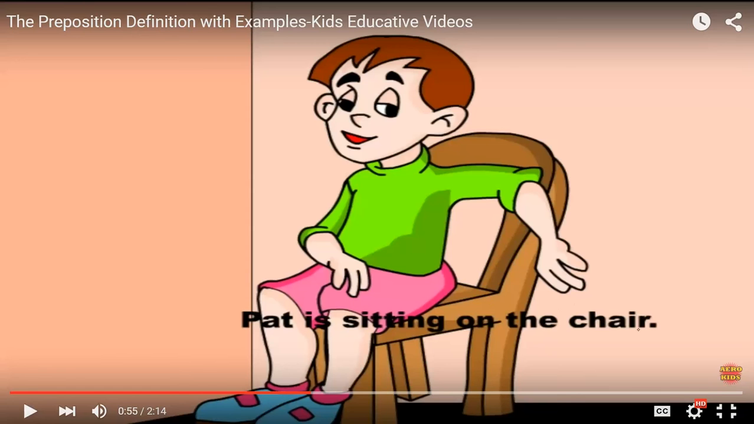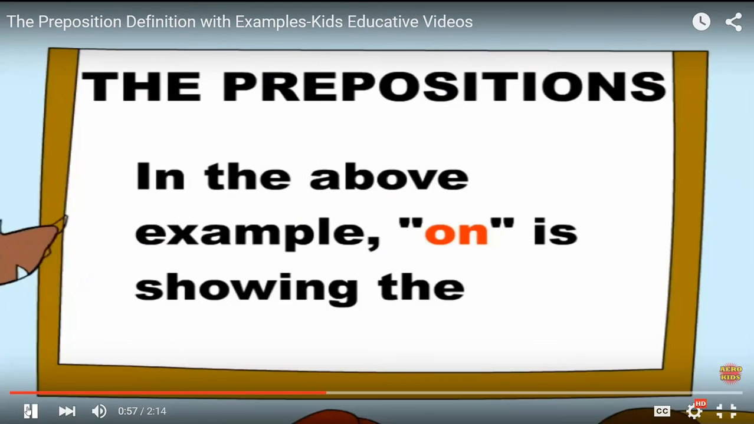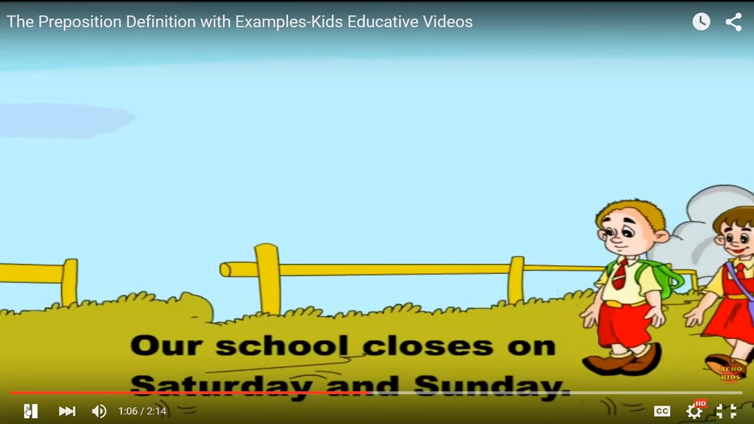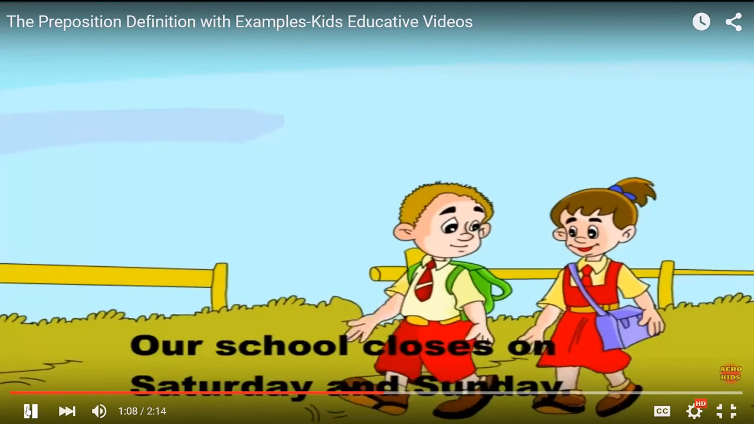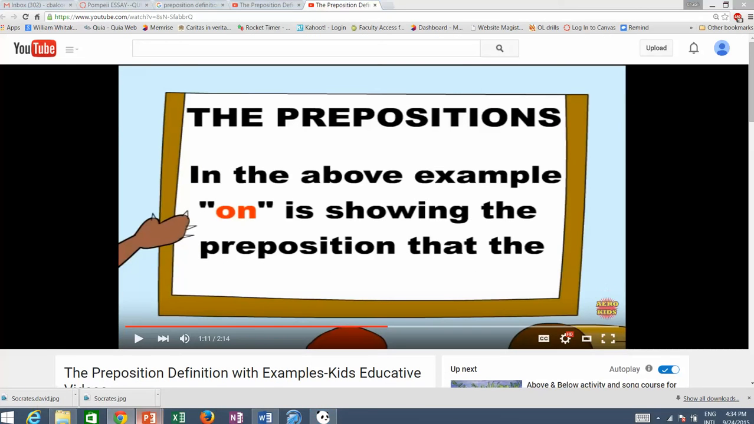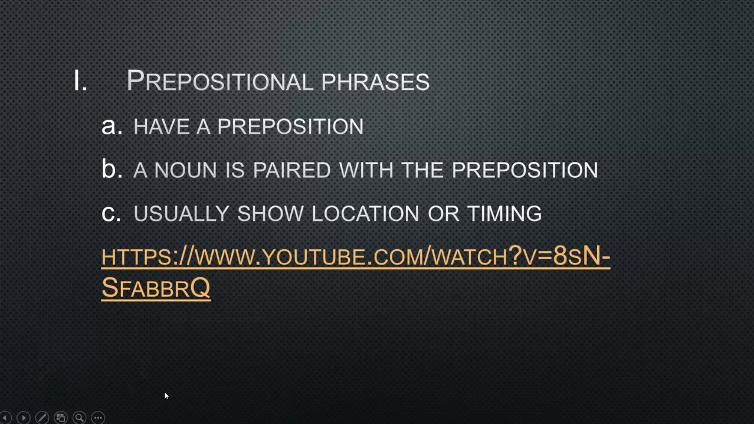We call this noun, and I'm going to use this word a lot, so you're going to want to write it down. The noun that is paired with the preposition is called the object, O-B-J-E-C-T, of the preposition. Let's look at one more example. Our school closes on Saturday and Sunday. In the above example, again, it's on. Anyway, those were the prepositions and what they show.